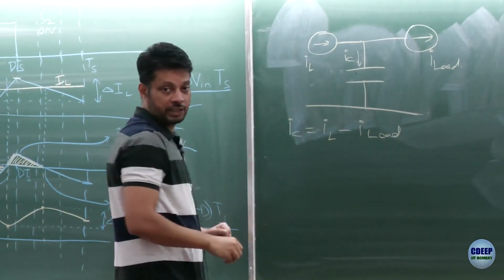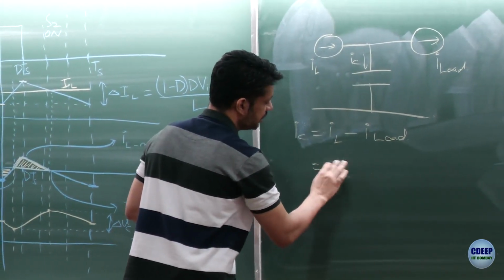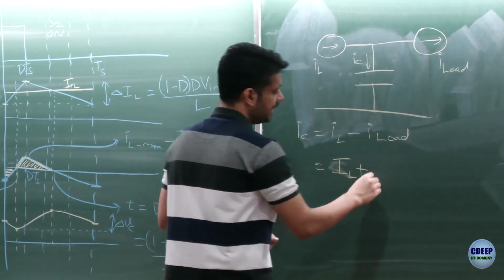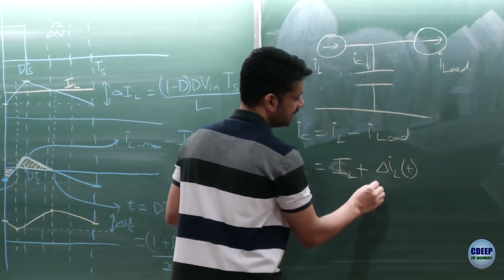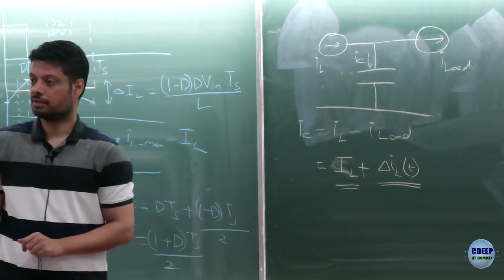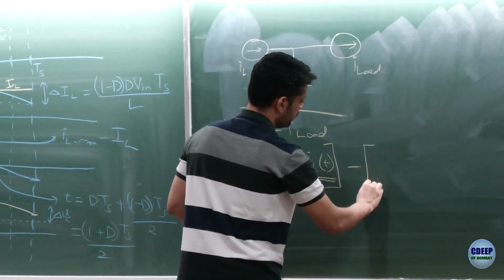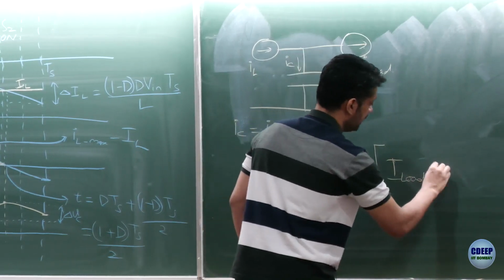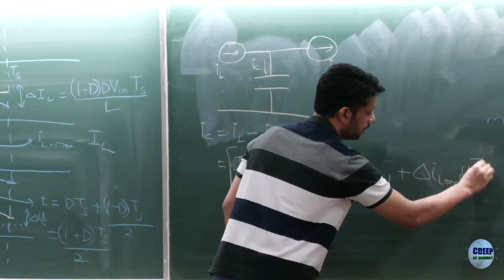Now IL is the same as what it is. So IL has an average component which I am representing using capital IL, and it has a ripple component which I am writing as delta IL as a function of time. This is the ripple component, this is the average component, correct. Similarly, the load current I can also write as a combination of these two components, which is the average load current plus the ripple load current, alright.